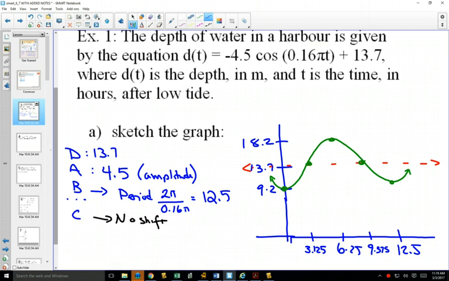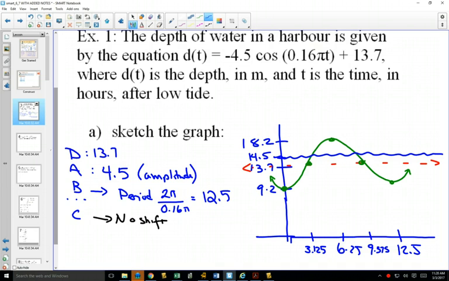Now, for part B, it says a bulk carrier needs 14.5 meters of water. I'm going to put 14.5 on my scale, and I'm going to draw water here. So we can imagine the depth of the water being at 14.5. So a bulk carrier, which is a big boat, needs at least that much water in order to go into the dock safely. Question is, how many hours per cycle of these tides can this bulk carrier be safe?